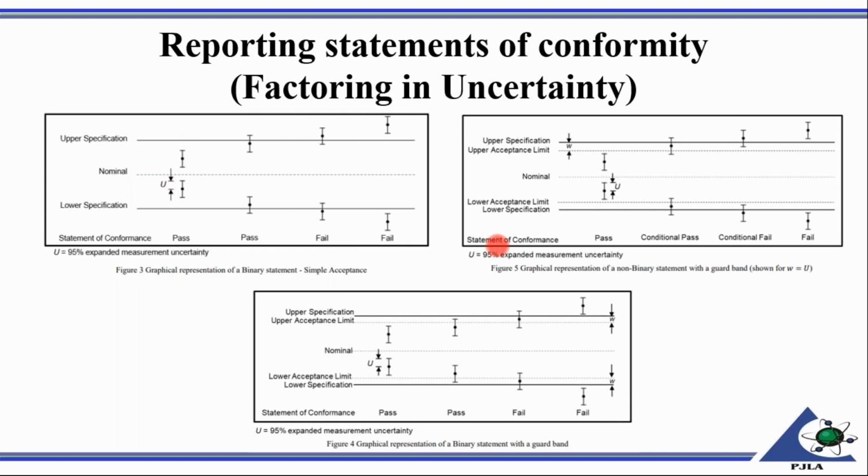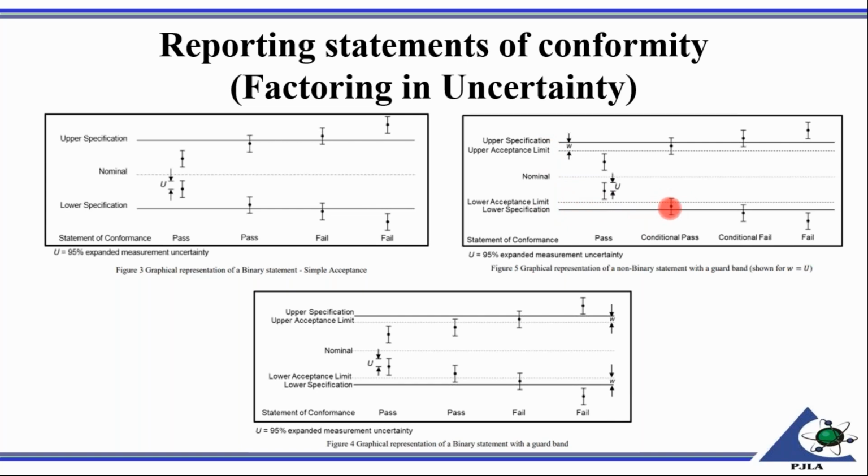All right. Now, on the right-hand side, you have a non-binary statement with the guard bands. So if you notice here that it has this lower acceptance limit, that is factoring in that uncertainty, the measurement uncertainty. So what you have is you're kind of doing a part of the simple acceptance, but you have an additional layer here. So now you have conditional passing and conditional failing. So the passing is the same as always. It's passing. It's within the upper and lower specification. It's actually even within the lower acceptance and upper acceptance lines, right?